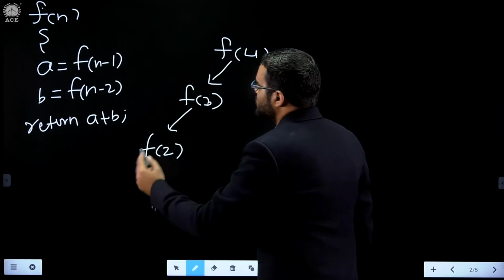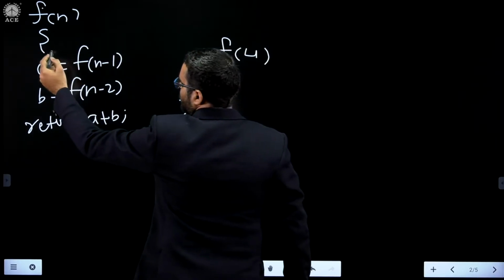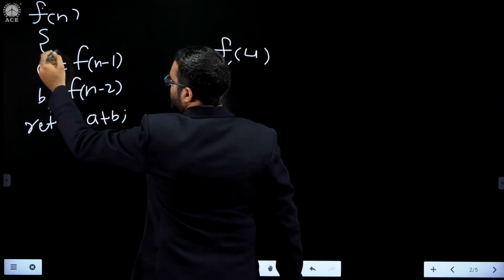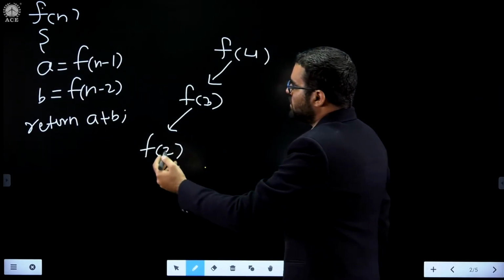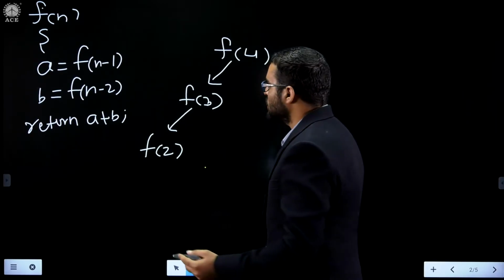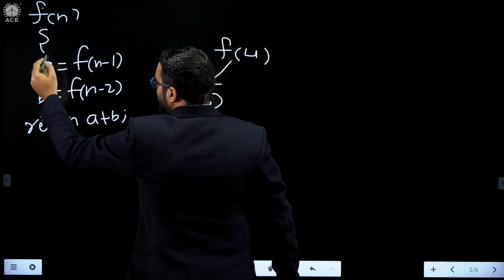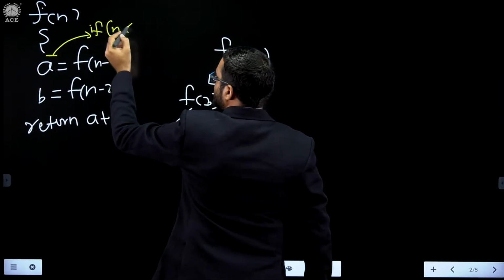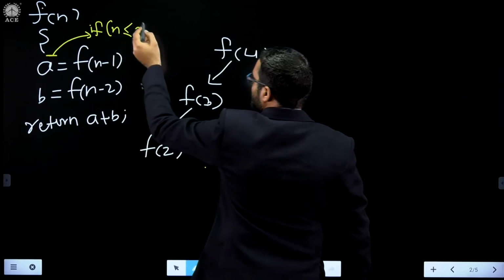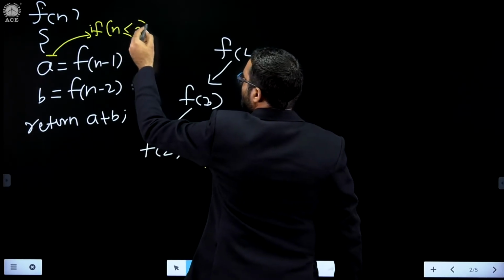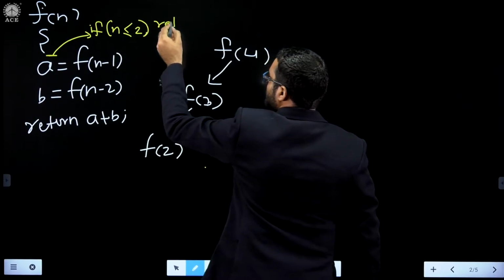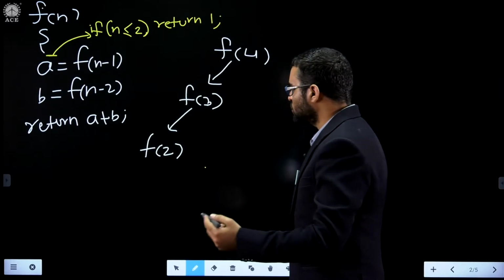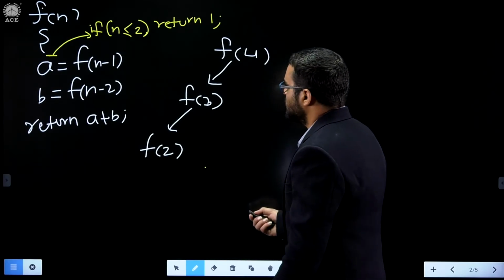Here, let's assume we can put a condition in this program: if n is less than or equal to 2, then we simply return 1, because the value of F1 is 1 and the value of F2 is 1. So we have seen this.